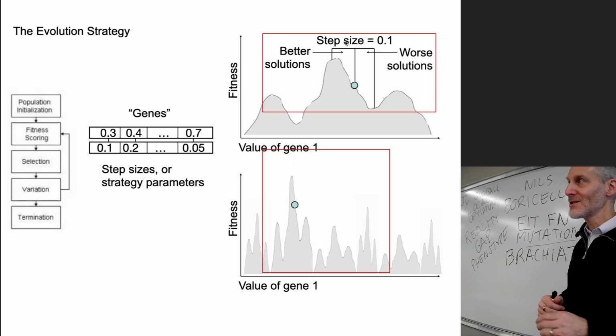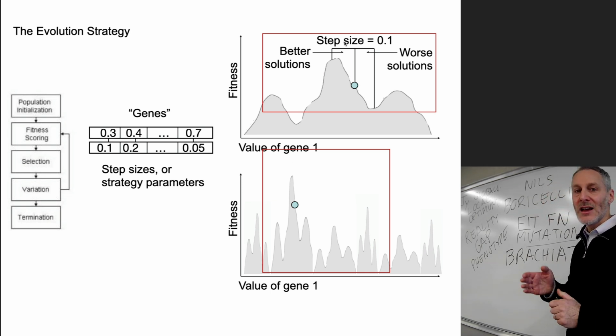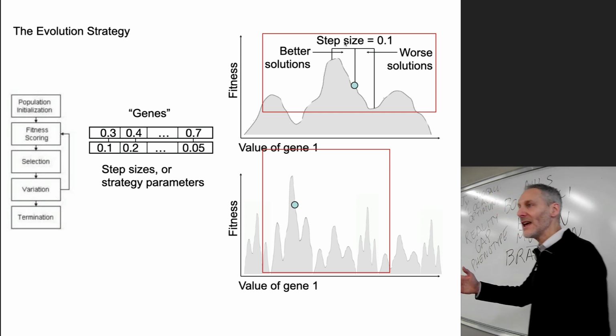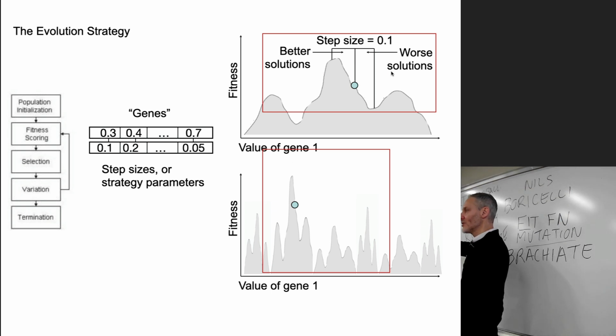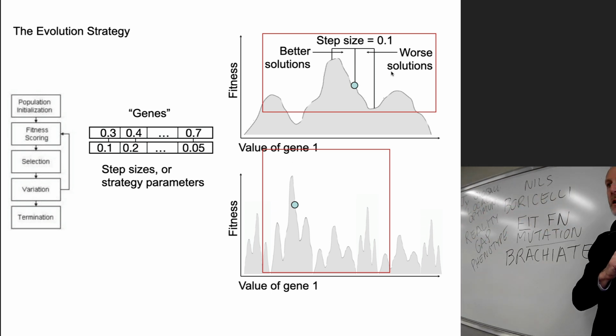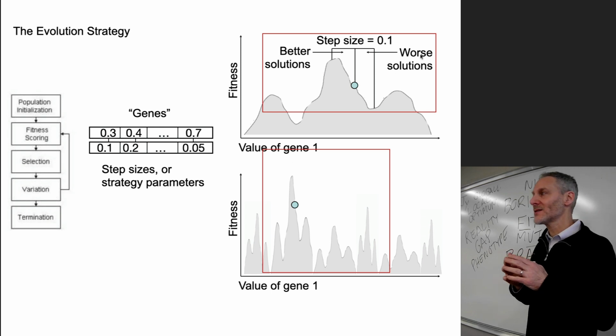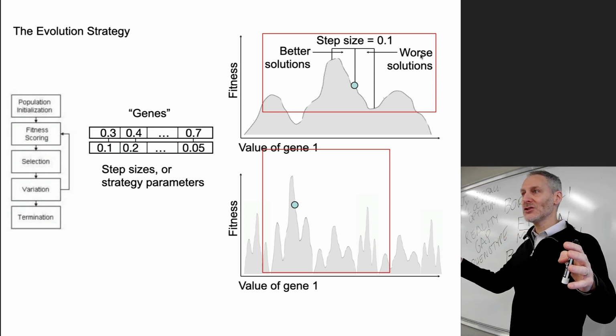Step size is not a very biological term. You can think of step size as the size of the step that the parent can take horizontally. It can step 0.1 to the right, in my cartoon example, or step 0.1 to the left. Step size represents mutation magnitude.